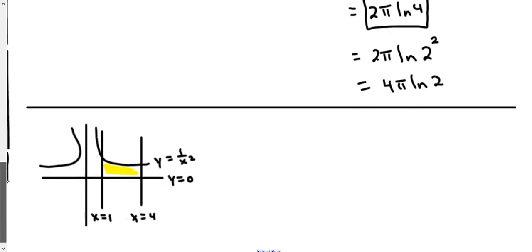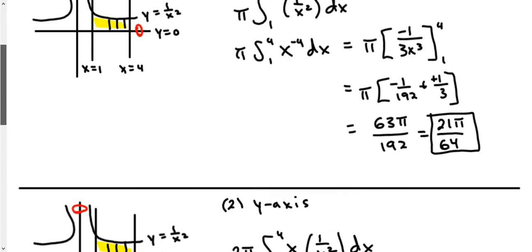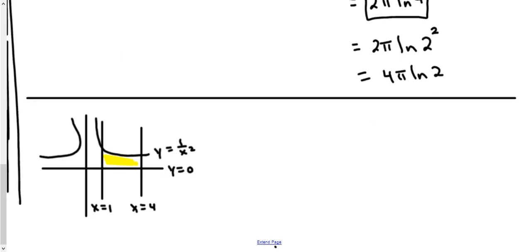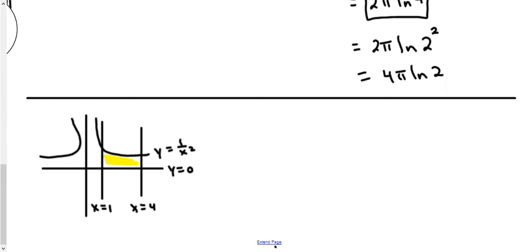All right, now last here we were going to do it about the line x equals 4. You know what, this bugs me too. Why does this put these lines on me?